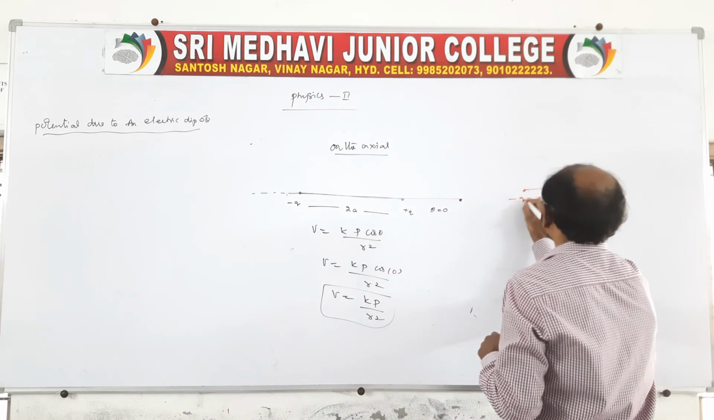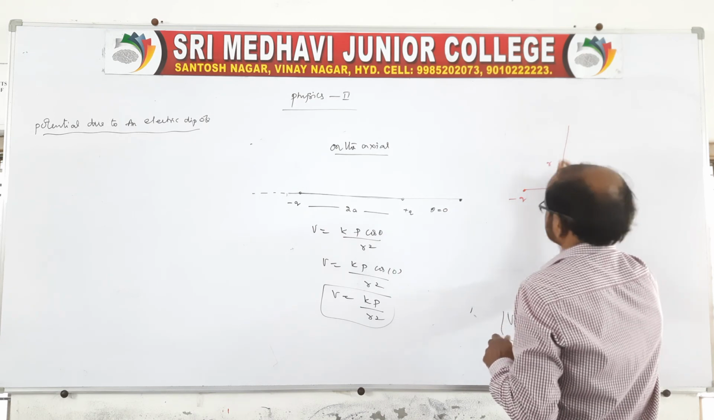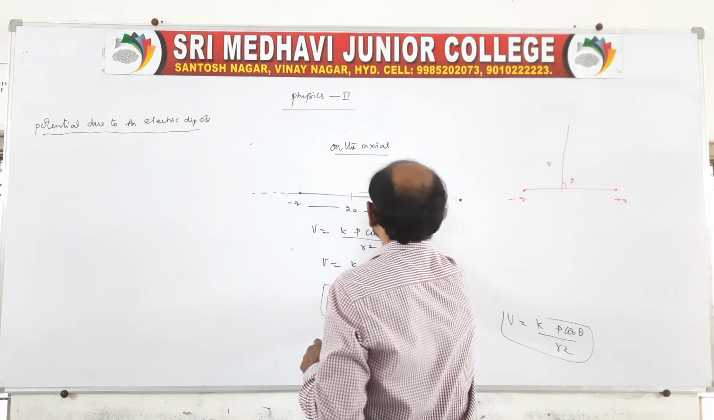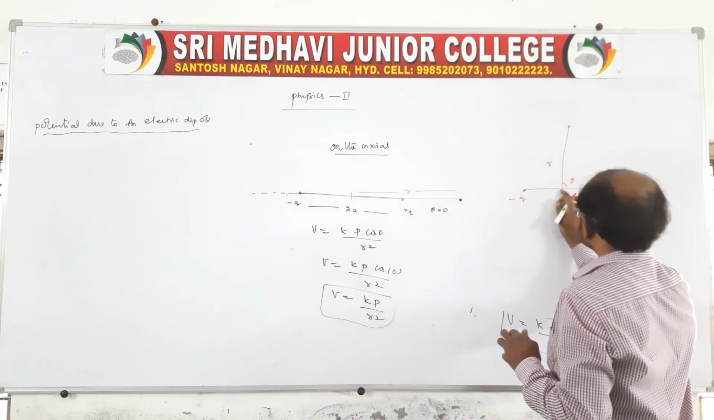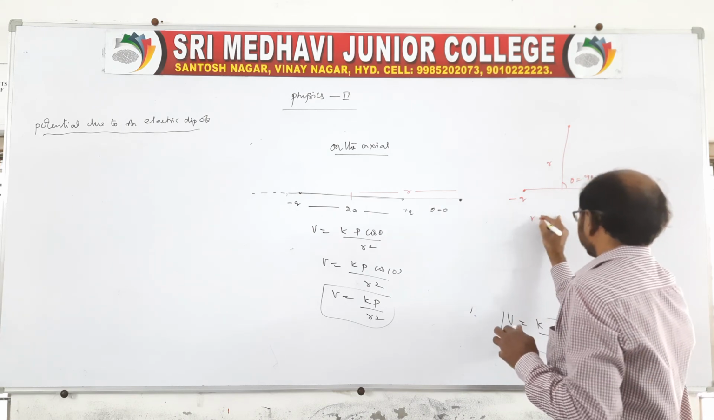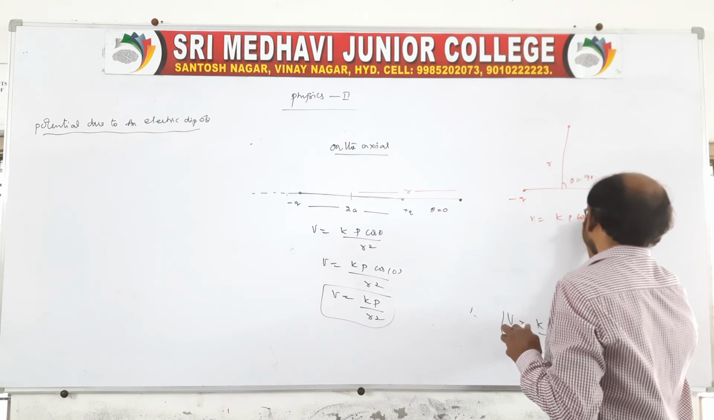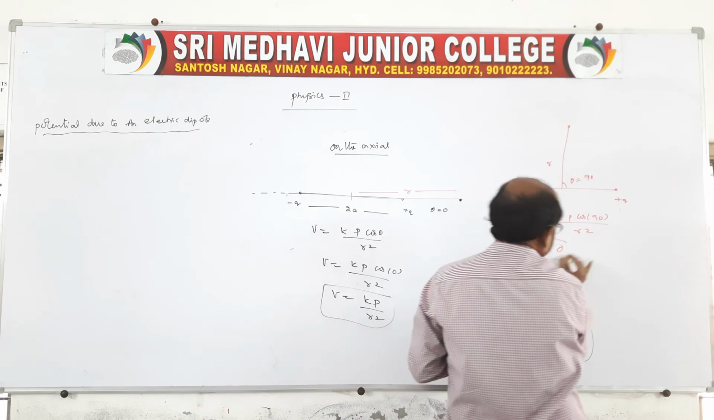Let us take minus q and plus q. This is represented as the equatorial line, and its distance is r. Here also the distance is r. Now at this point, of course, the point is perpendicular to the dipole, no? So theta is equal to 90. So V is equal to Kp cos 90 by r square. So cos 90 is 0.